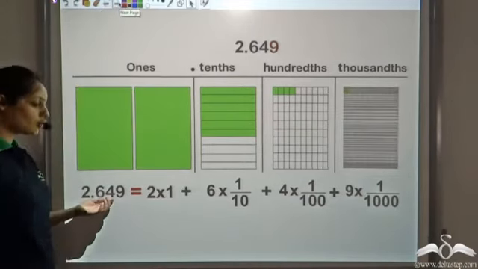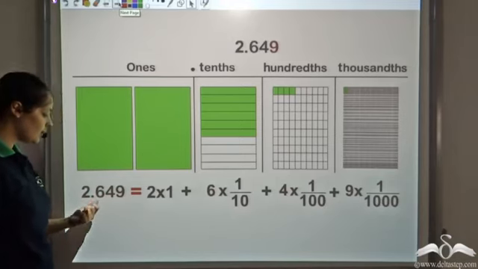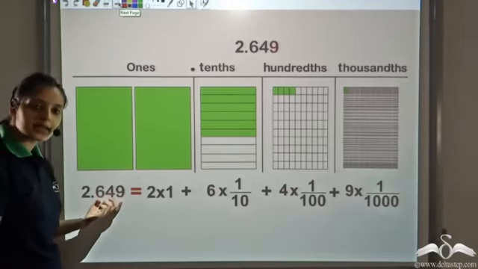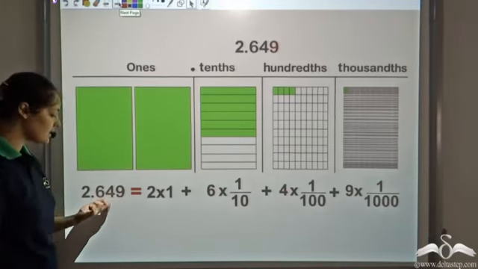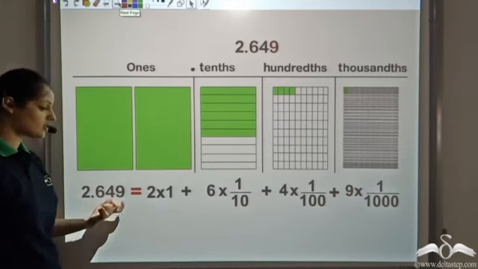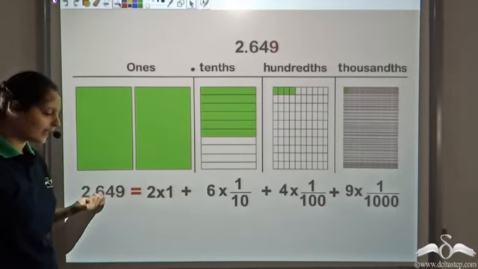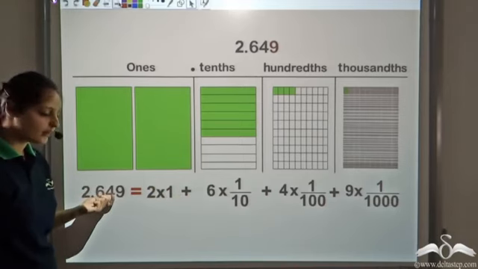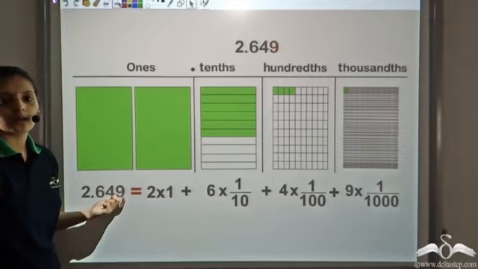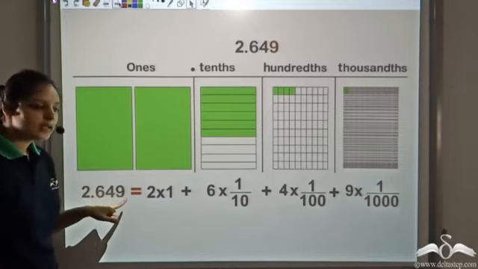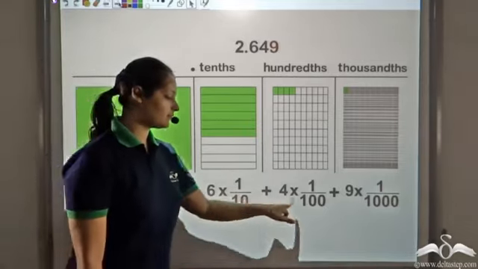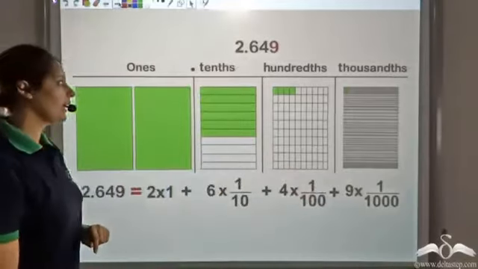So what we get is that 2.649. Remember, after the decimal I do not call this 649. This is 6, 4, 9. So 2.649 is 2 times 1 plus 6 times 1 by 10 plus 4 times 1 by 100 plus 9 times 1 by 1000. That is the digit times the column multipliers. This is what we get.